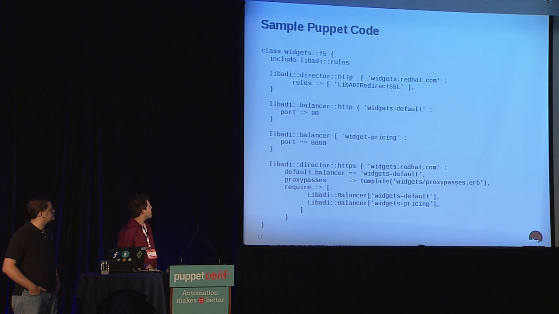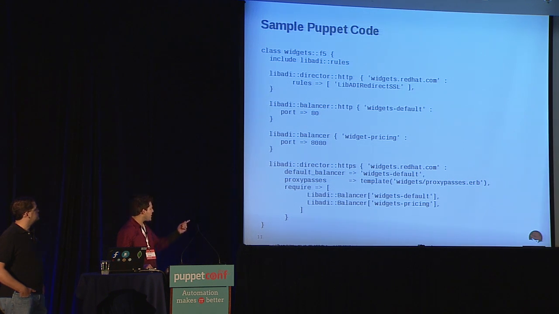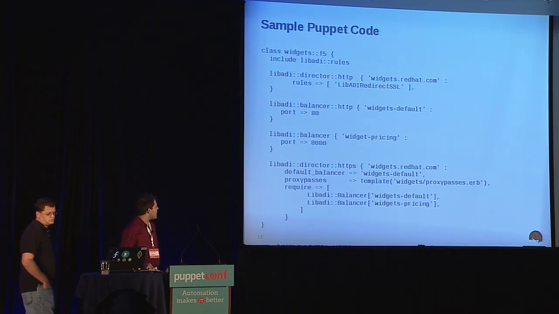So that director actually doesn't do too much on its own. When we actually get into the real logic, it's down at the libadi director HTTPS, which is the last resource defined here. Also, again, named widgets.redhat.com since it's a different resource type. There, we've actually defined the default balancer, widgets-default. That way, if there's no overriding logic that directs traffic to some other balancer, that's the one it's going to use, and it could, for all intents and purposes, be used as your static content balancer.